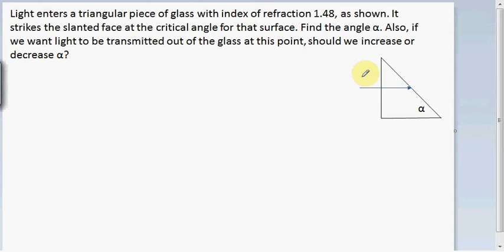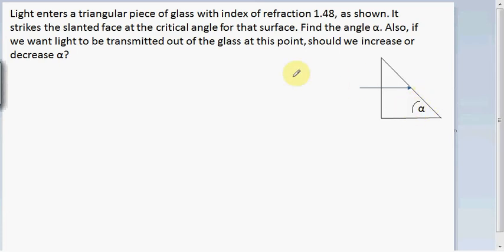But it enters a triangular piece of glass with index of refraction 1.48. It strikes the slanted face, so the second face here, at the critical angle for that surface. And what we want to do then is find out what this angle alpha is. And then if we want light to be transmitted out of the glass at this point, in other words, if we want light to come out of here instead of undergoing total internal reflection, should we increase or decrease this angle alpha?